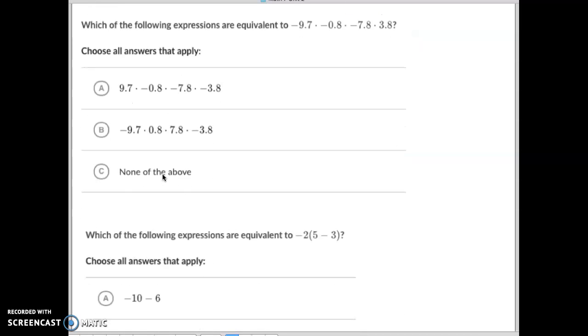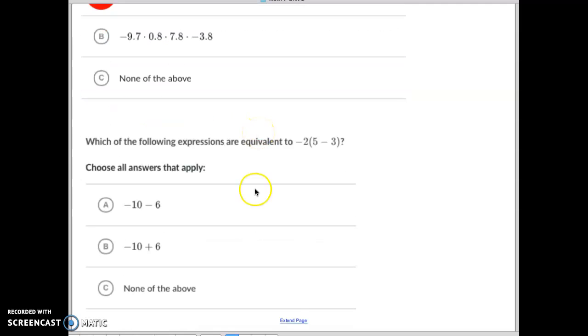Moving on to the next one. Now, notice I've got three negatives, so my answer will be negative. So let's first check how many negatives. 1, 2, 3. So this one is a negative. This one is 1, 2 negatives, so that would be a positive. So that one can't be right. So only A could be right. So I have a 9.7 times 0.8 times 7.8 times 3.8. So notice I didn't even worry about the negatives because I already knew the negatives lined up. So again, letter A in this one works for us.